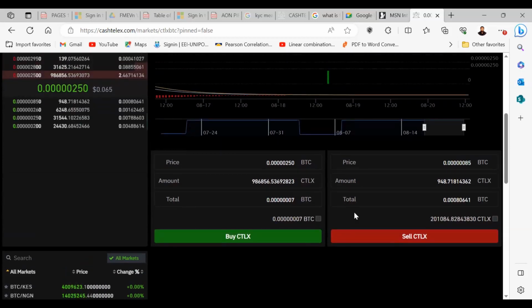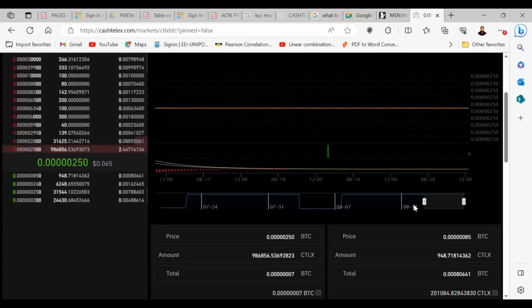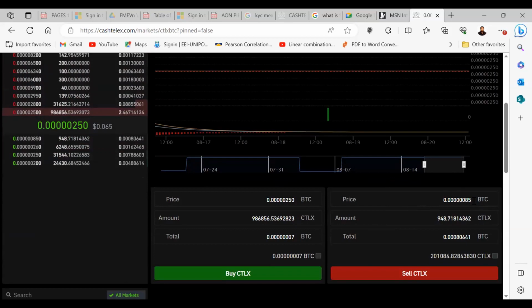But let me use the sell because I have 200-something thousand CTLX in my account currently. So let's say I want to sell at a very high price, which we're praying that CTLX would get to. Let me do 300.